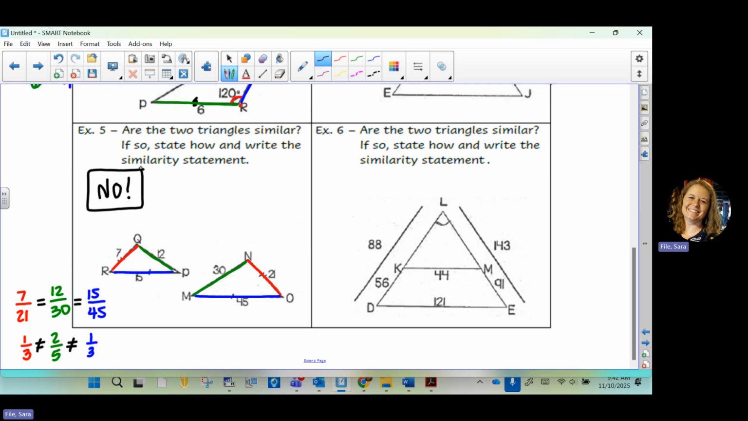Those three statements, SSS, SAS, and AA, prove similarity. So if your answer is no, they're not similar, you don't put any reason. Okay. We good with that one? Okay. So then let's see.